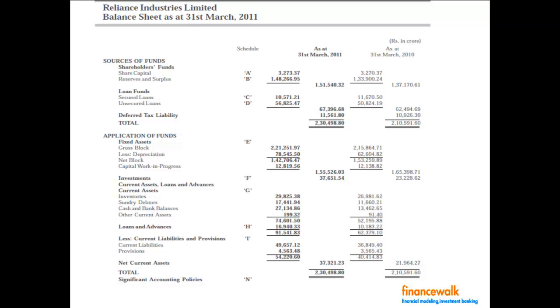Application of funds. Okay, application of funds: how the funds that we have, the company has applied these funds. So buying fixed assets, then investments, then current assets, loans and advances. Okay, so you can check after deducting current liabilities and provisions, you can check net current assets here.